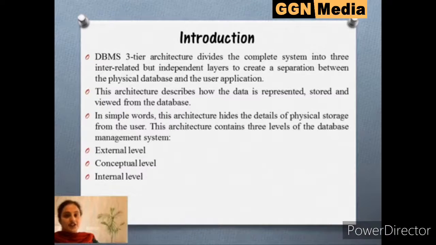The word separation here means the user does not need to understand how the data is actually stored in the database. This architecture hides the details of physical storage from the user. This architecture contains 3 levels: external level, conceptual level and internal level.